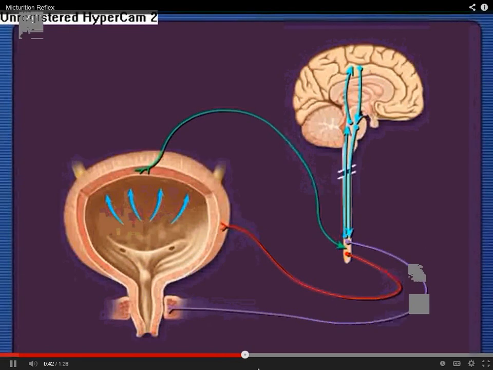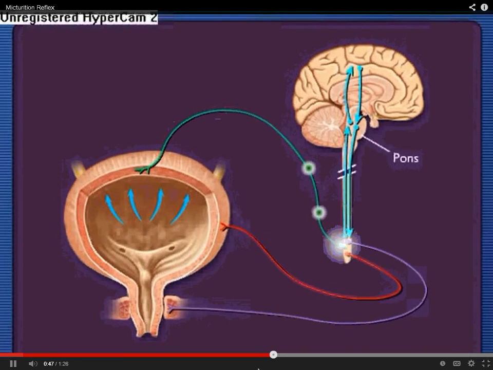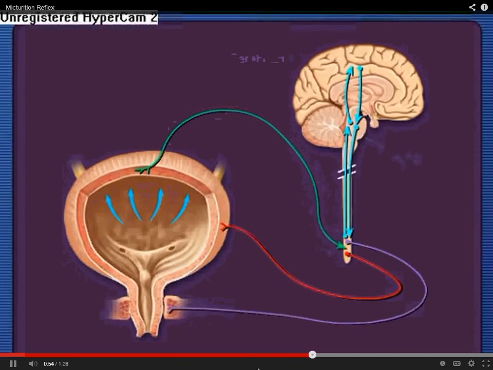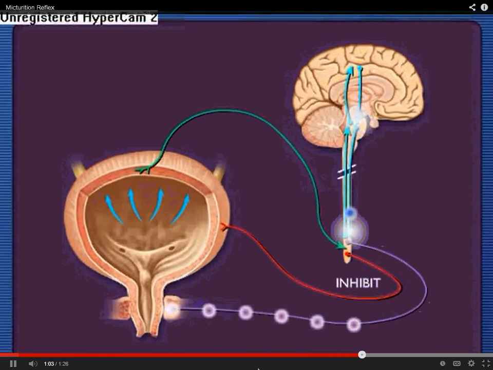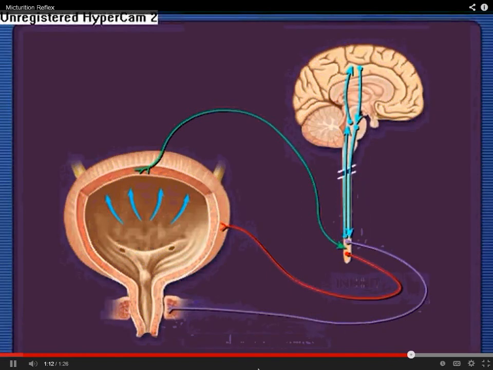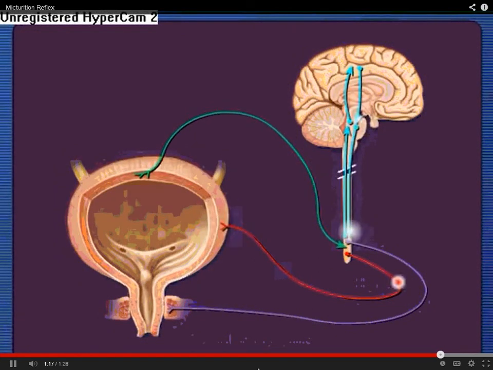The sensory signals to the sacral region of the spinal cord also stimulate ascending pathways to the pons and cerebrum, which results in a conscious desire to urinate. If urination is not convenient at the time, the brain sends impulses down the spinal cord to inhibit the micturition reflex. Impulses carried via somatic motor neurons keep the external urinary sphincter contracted, which also prevents urination. When urination is desired, signals from the brain stimulate the micturition reflex. The brain also decreases action potentials in the somatic motor neurons to relax the external urinary sphincter.